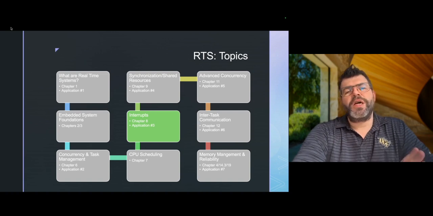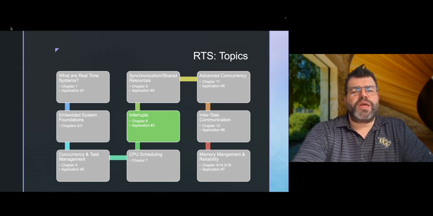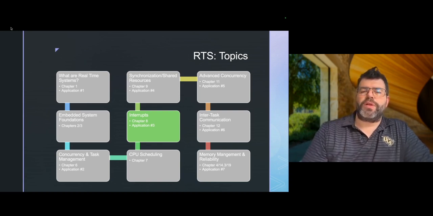Some of the concepts that we are going to briefly touch upon in passing in this lecture, specifically around semaphores and mutexes, are going to get more coverage in the upcoming modules, specifically synchronization, shared resources, and then advanced concurrency. We'll wrap up with intertask communication and, time permitting, memory management and reliability.